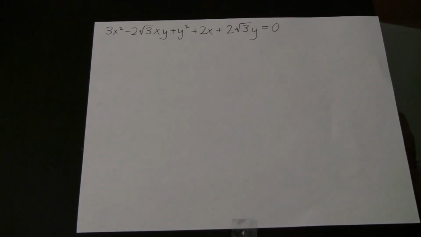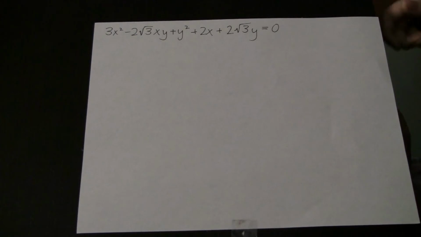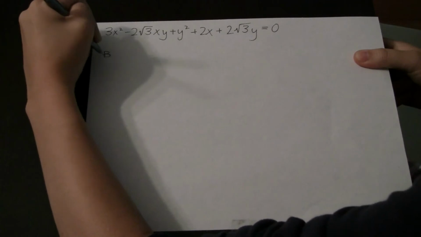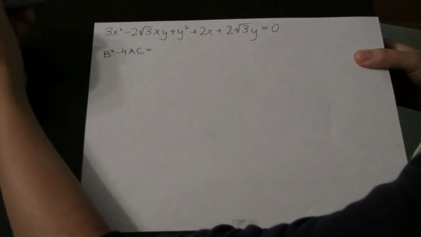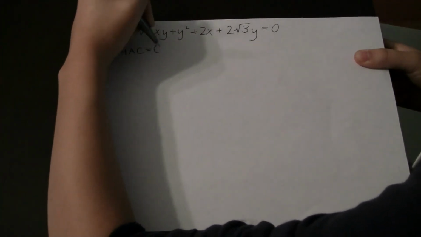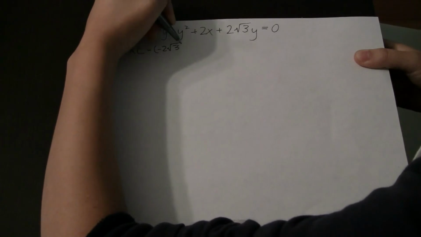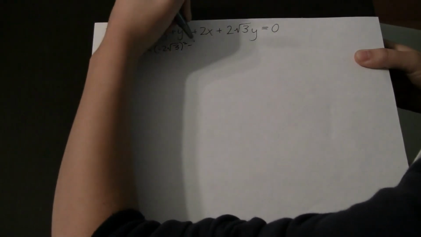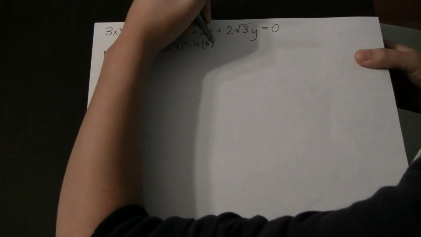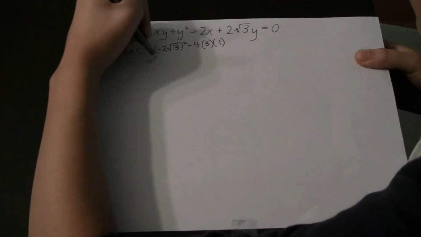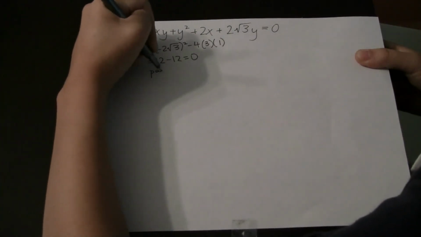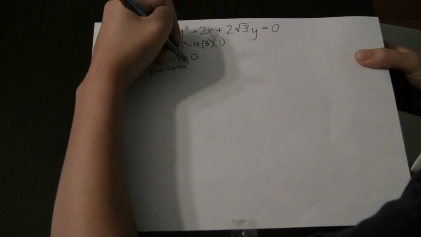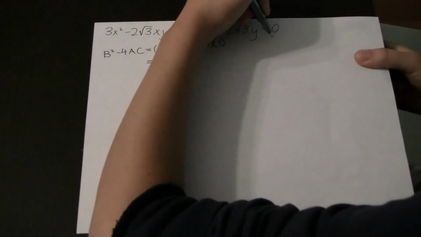This is another example of a conic that can be rotated, and to find out what kind of conic it is, first we use the discriminant. So the formula is b squared minus 4ac, and we plug in our values. So in this case, negative 2 root 3 is b, 3 is a, and 1 is c. So that comes out to 12 minus 12, which is 0. So it's a parabola.